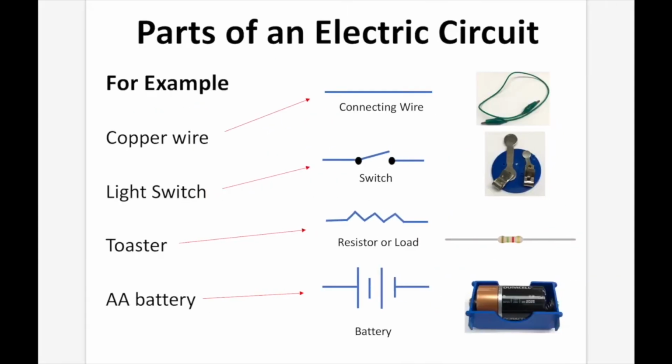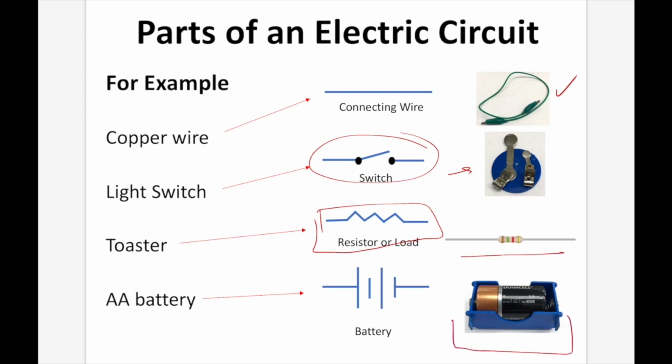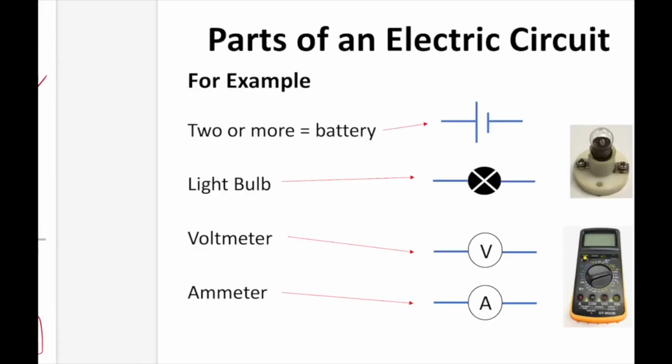Parts of the electric circuit that you're going to be familiar with: that's going to be our wire, so our connecting wire. Here's a picture of it on the right hand side. A light switch, drawn like this, but usually seen like this. A toaster, so it's going to be drawn like that. This is the real picture of it. So that, in more general terms, is going to be a resistor or a load. And then a battery. So a AA battery would be an example of that. And this is what it's going to look like in your model building kits.